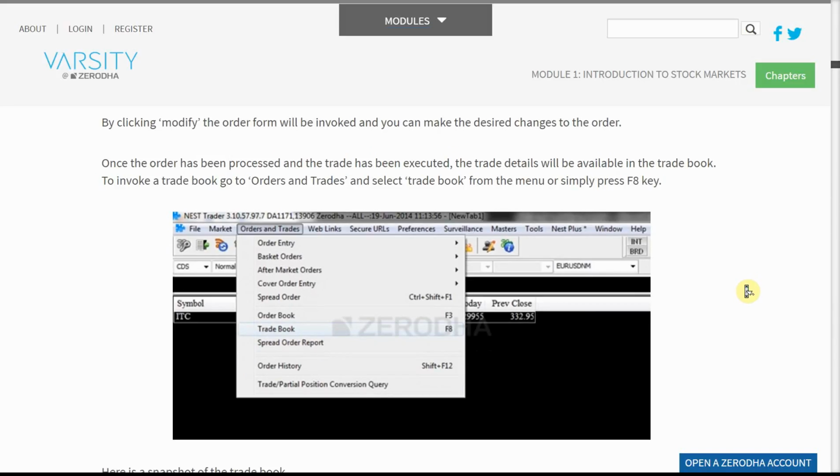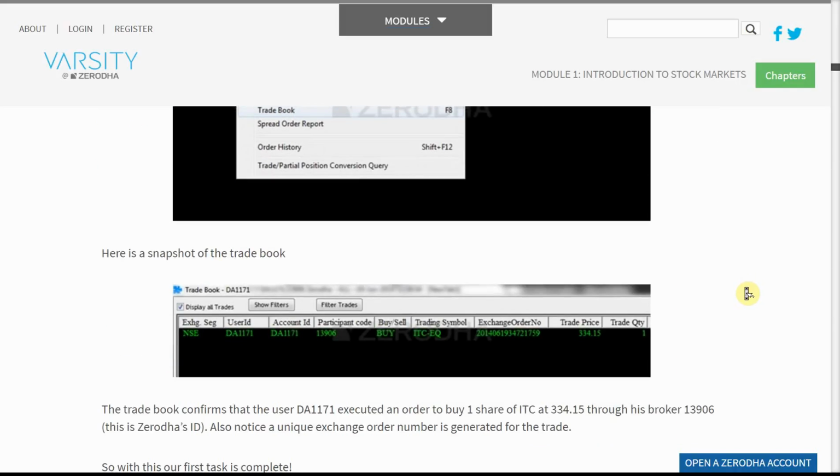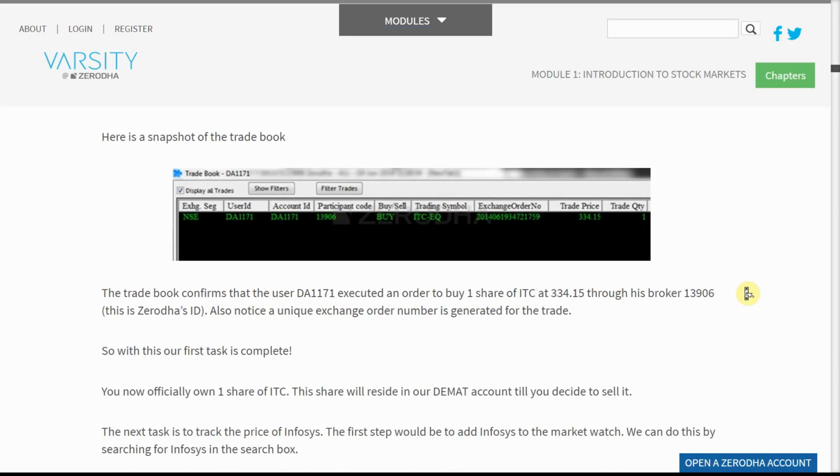The trade book confirms that the user DA1171 executed an order to buy 1 share of ITC at 334.15, through his broker 13906. Also notice a unique exchange order number is generated for the trade. So with this, our first task is complete. You now officially own 1 share of ITC. This share will reside in our Daymod account till you decide to sell it.